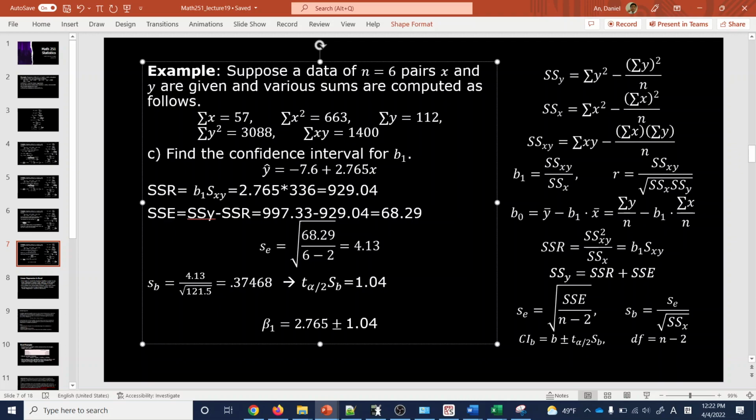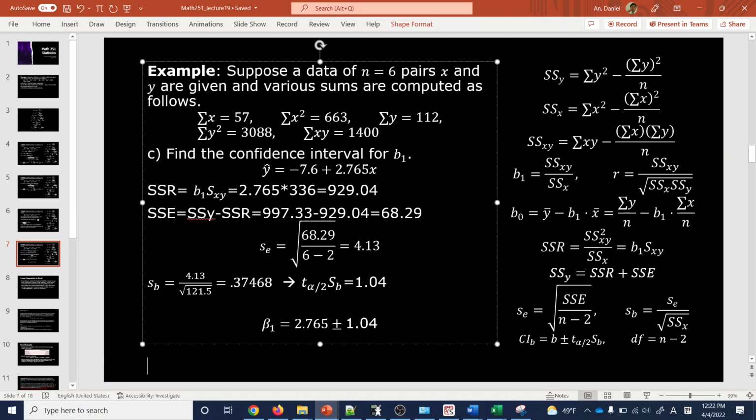What if n is like 30 plus? Is there anything different? So the question was, if n is more than 30, do we do anything different? No, you don't have to do anything different. You can just stick to the same formulas. You don't have to switch to the normal distribution.